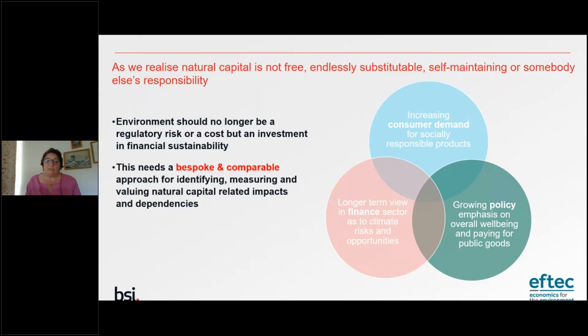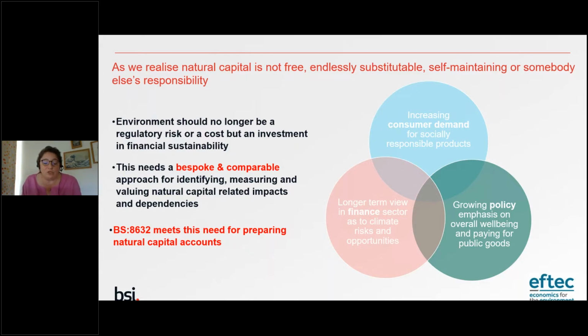However, nature is complex, so are organizations. So one size fits all approaches are not possible. Are not recommended, even if you're told they're possible, so there needs to be approaches that are context specific, location and organization specific, decision specific. So they need to be bespoke. But for those applications to understanding natural capital and our impacts of and dependencies on it, for those to be meaningful, they also need to be comparable.